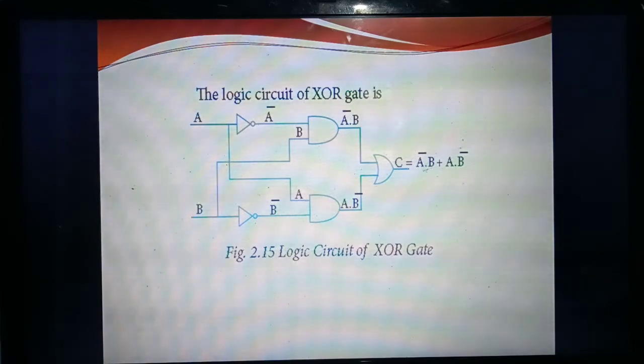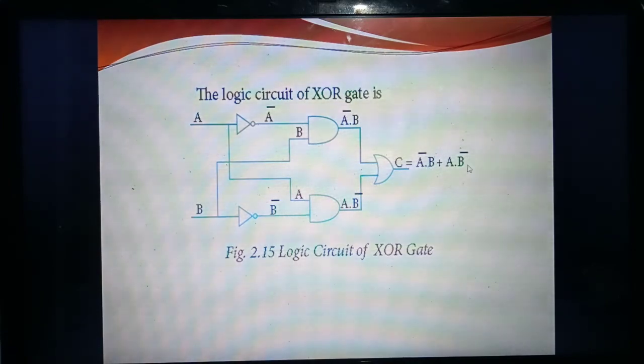So if you need to get A bar dot B, which gate do you need to use? AND gate. So you need to take the signal from here. Understand? This line represents B. So A bar is there, B is there. AND gate. So what's the output now? A bar dot B. Understand? Now you are getting A bar dot B.